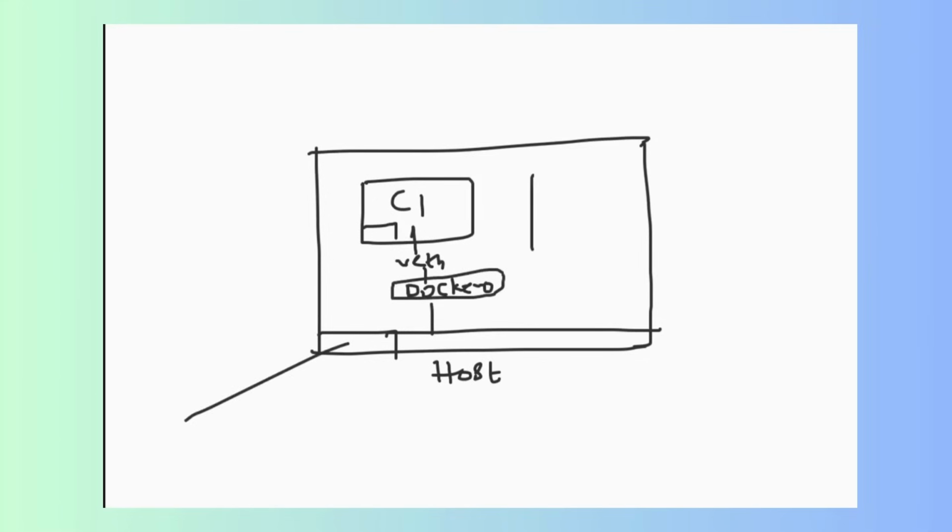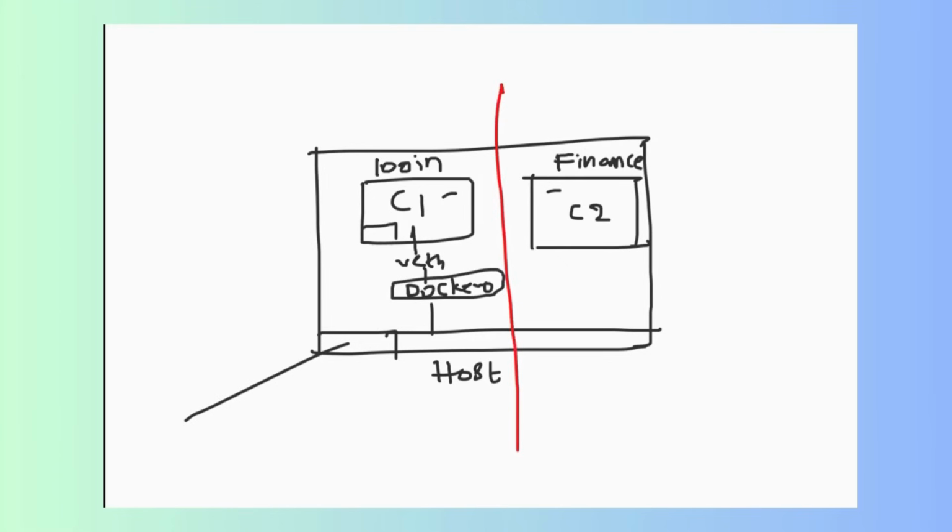Let's say there is another container, C2. If we go back to the example, this is the login container and this is the finance container. In the previous example, it was front end and back end. Definitely one container should talk to another container. But here, one container is just a login container and the other is a finance container. So the finance container has to be completely isolated, or as secure as possible, from the login container.